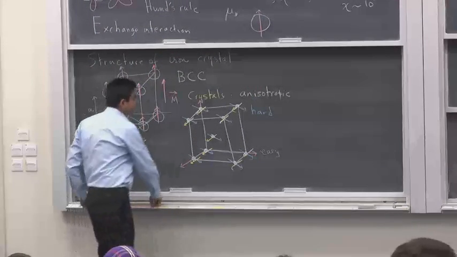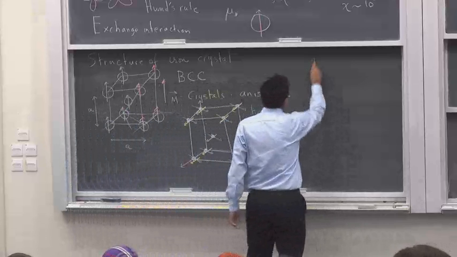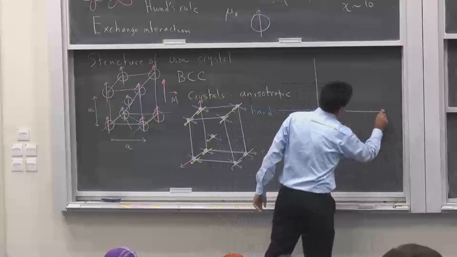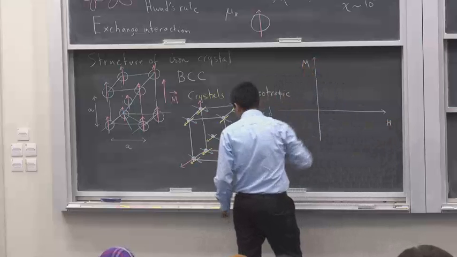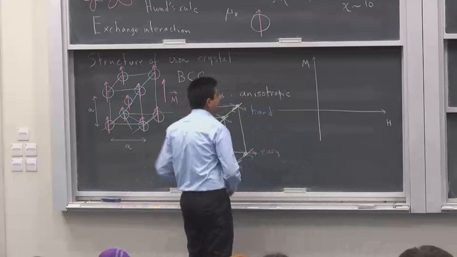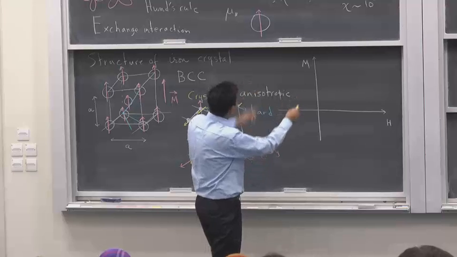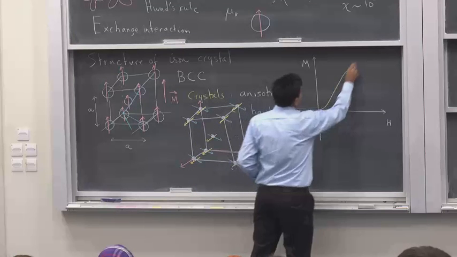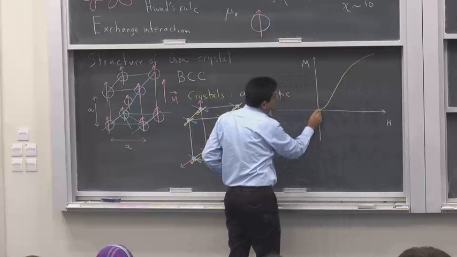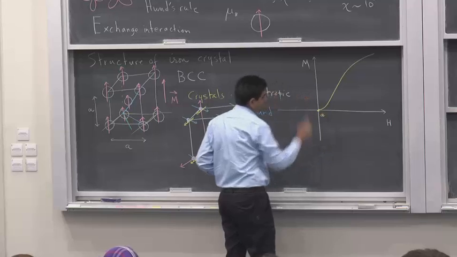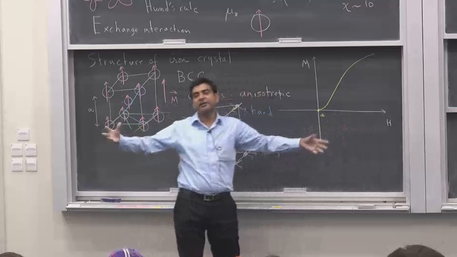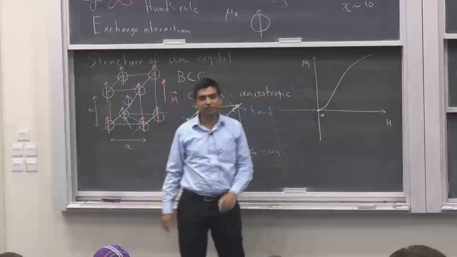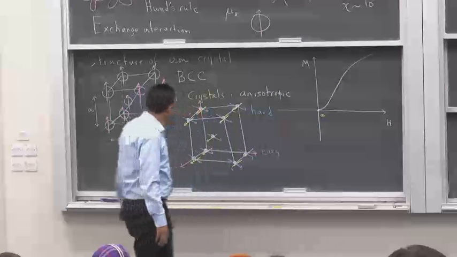So let me draw this hysteresis curve again. This is H, this is M. By the way, I'm using a hysteresis curve, I'm jumping to conclusions. This is a magnetization versus H curve. Suppose I'm at point A. At point A, the externally applied field is 0 and the magnetization is also 0.